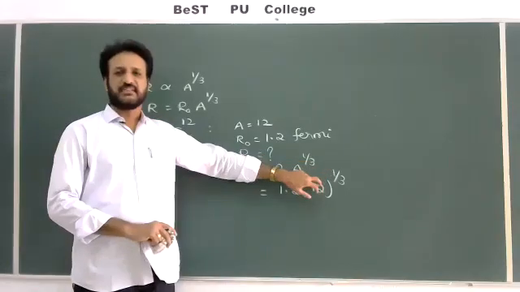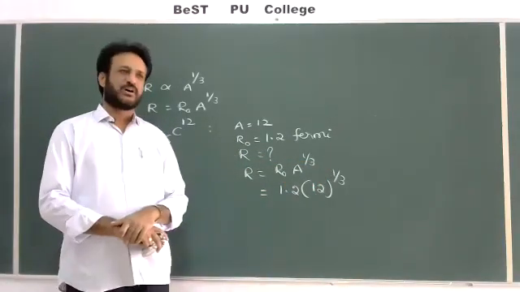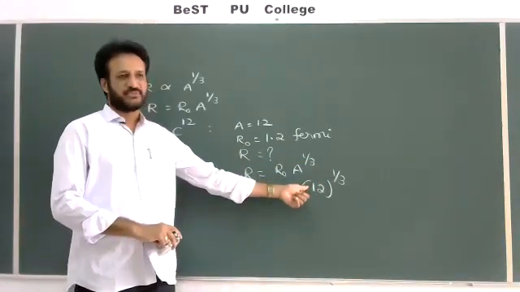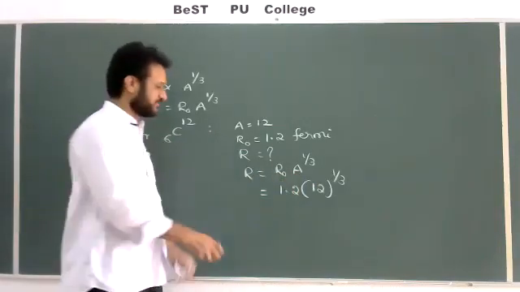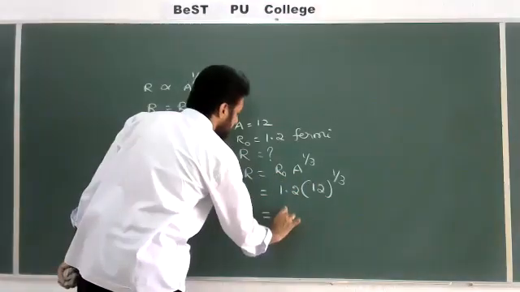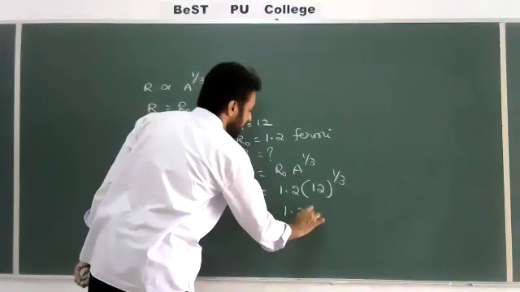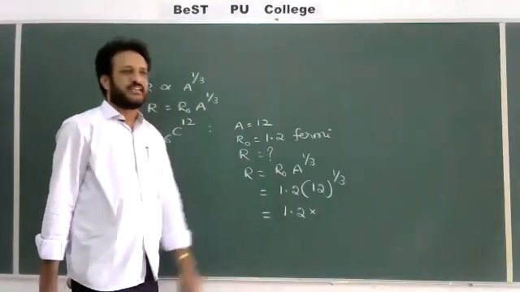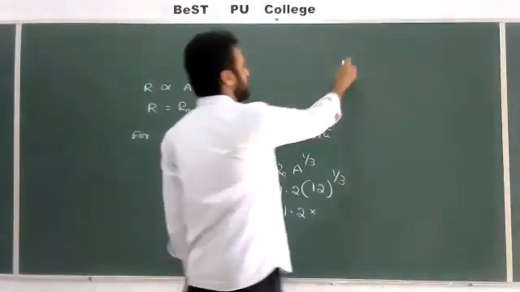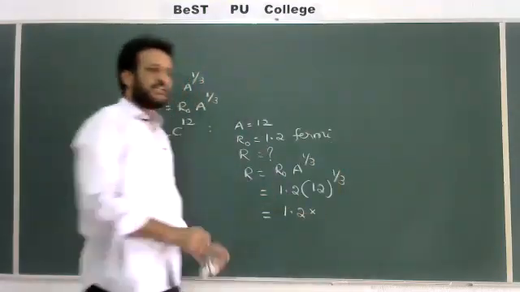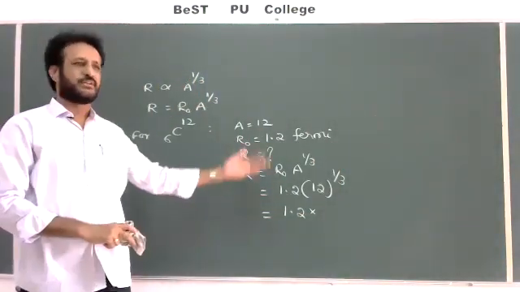But here you should use either a scientific calculator or a logarithm book to calculate the cube root of this value. Here 1.2 is the same, but the cube root of 12 should be calculated, and we should write the value here. How to calculate the cube root of 12? I'll give one method. Next, in any problem given, you have to follow the same method.